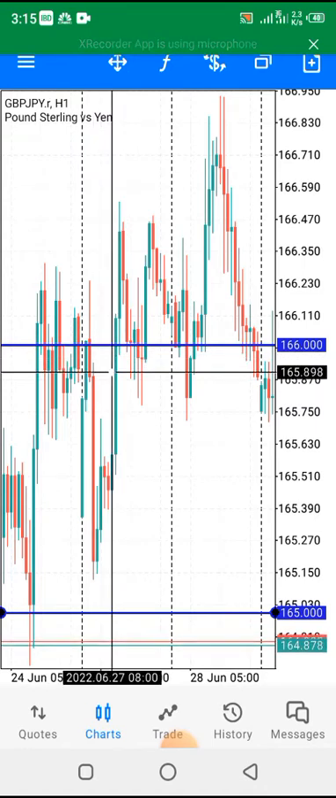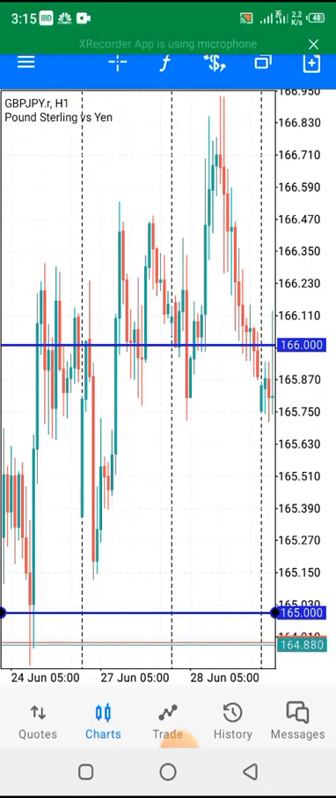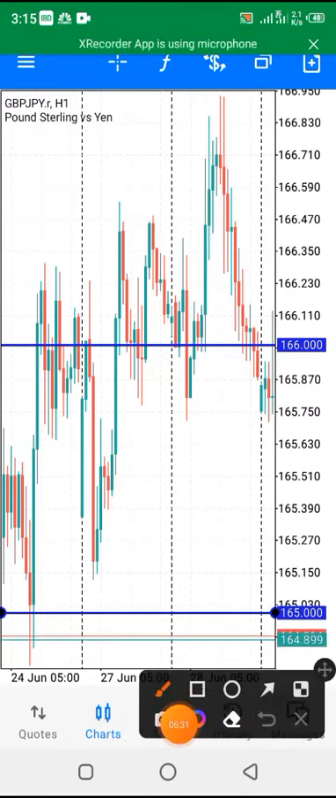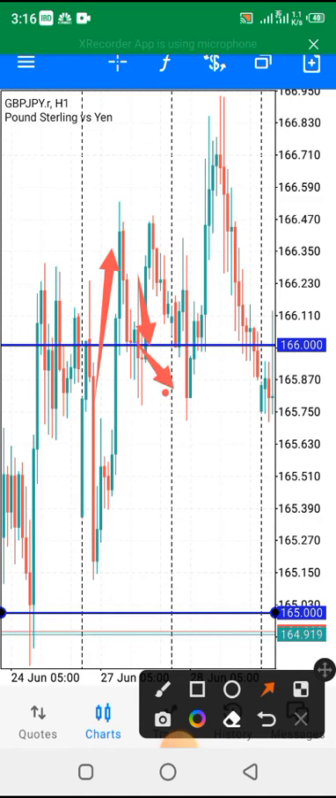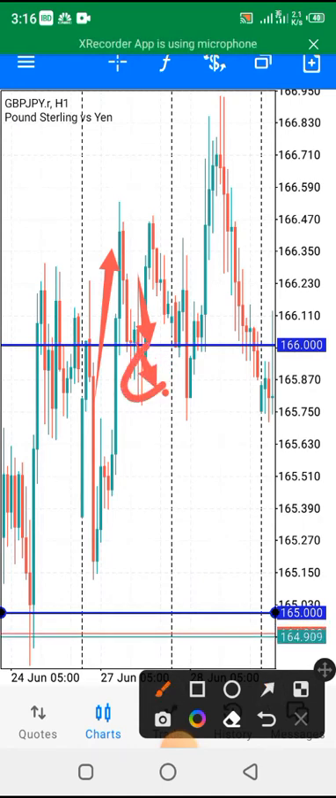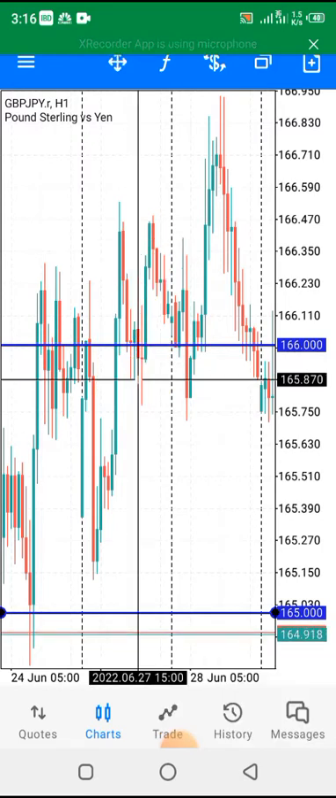You can see over here, let me plot it easily for you guys. Price broke out here, right? After breaking out, it came back down, and when it touched here, this 166 level, price moved up. You are buying. Now the level will act as your support over here.